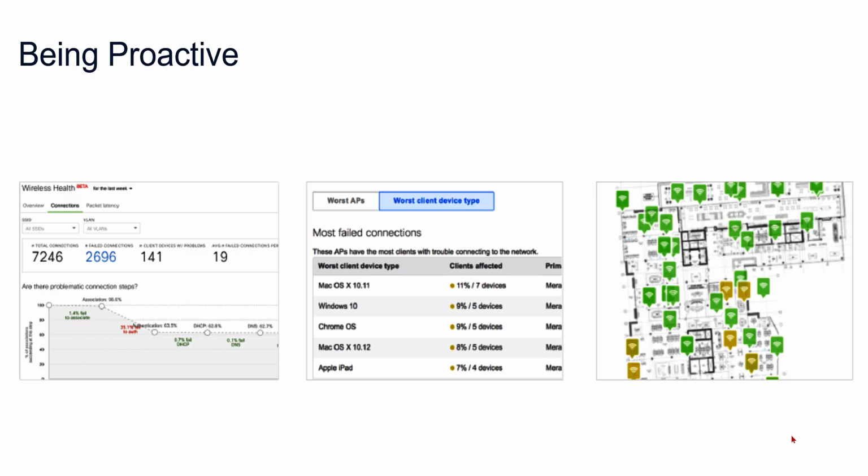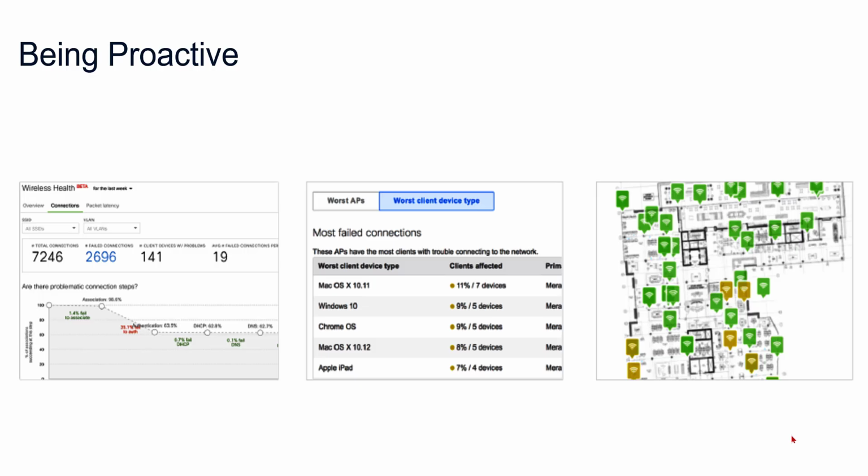And we're asking ourselves, okay, where will the next problem likely occur? So we can see things like total connection attempts versus failures. We can see the failure rates by stage, whether it's by association or authentication or DHCP or DNS. We can see the worst performing access points. We can see the worst performing client types. And that's critical because not all of the problems are going to be infrastructure related.